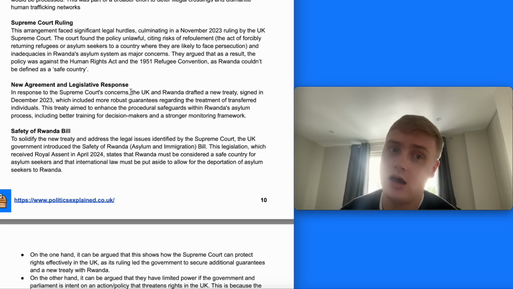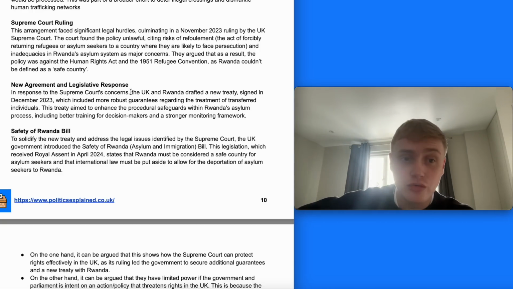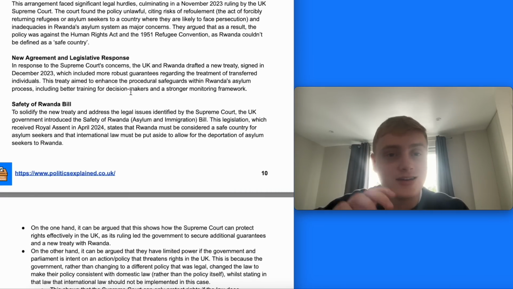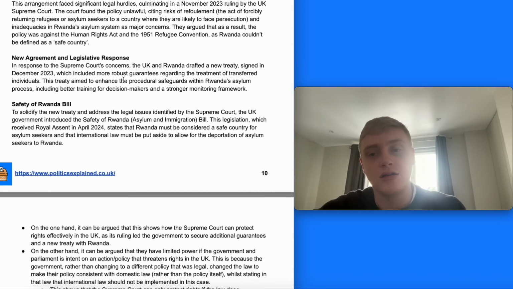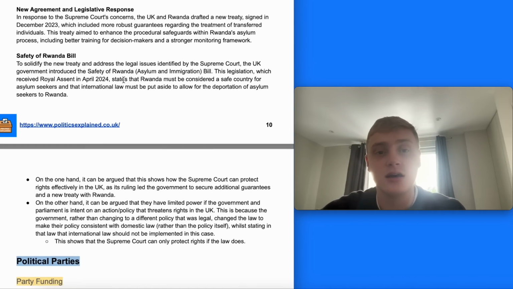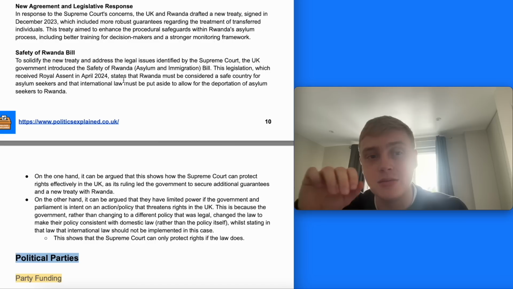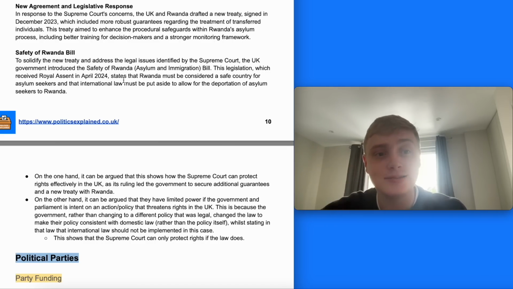In response, the UK and Rwanda drafted a new treaty, which included more robust guarantees about the treatment of individuals in Rwanda, and they hoped that this would define it as a safe country. But the key thing they did was pass the Safety of Rwanda Bill, or now the Safety of Rwanda Act, in April 2024. What the Act does is state that Rwanda should be considered by the courts a safe country for asylum seekers, under international law, so the Refugee Convention, but also the Human Rights Act, which is also the European Convention on Human Rights.